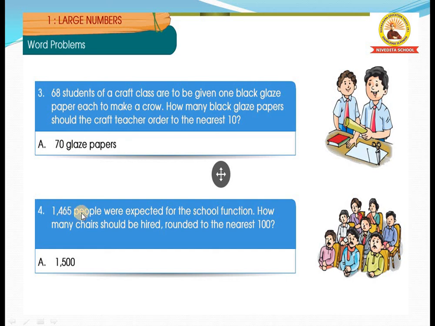Next, 1465 people were expected at the school function. How many chairs should be hired, rounded to the nearest 100? So 465 is nearest to 400 or 500? Yes, it is nearest to 500. So 1500. This is where I will end my session.